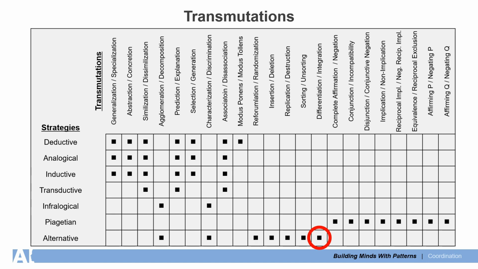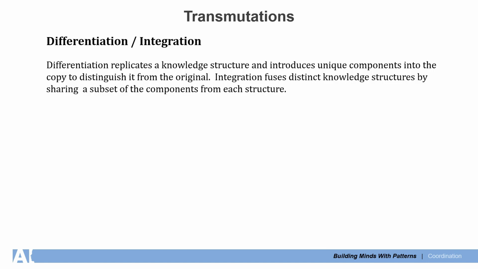The differentiation and integration transmutations can be done via alternative strategies. Differentiation replicates a knowledge structure and introduces unique components into the copy to distinguish it from the original. Integration fuses distinct knowledge structures by sharing a subset of the components from each structure.